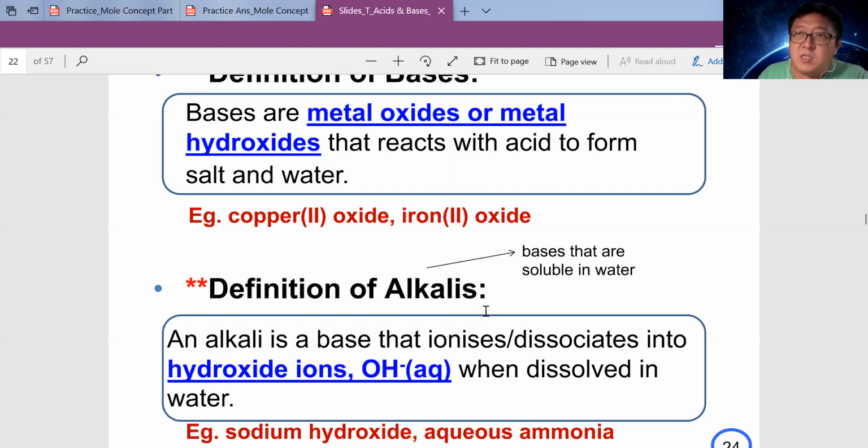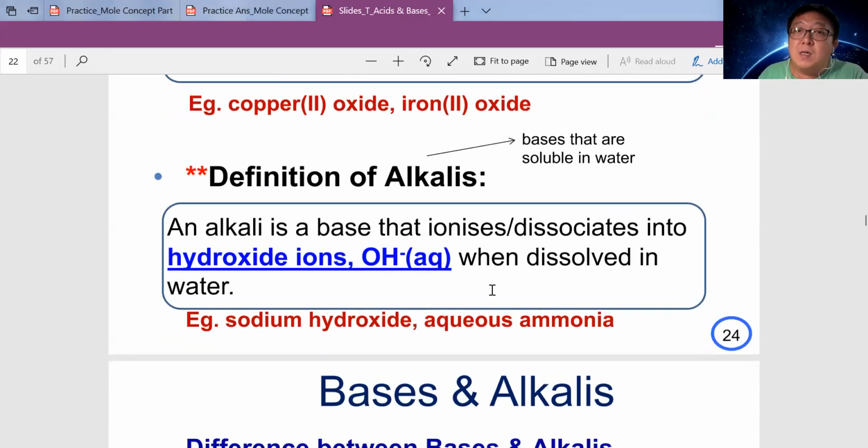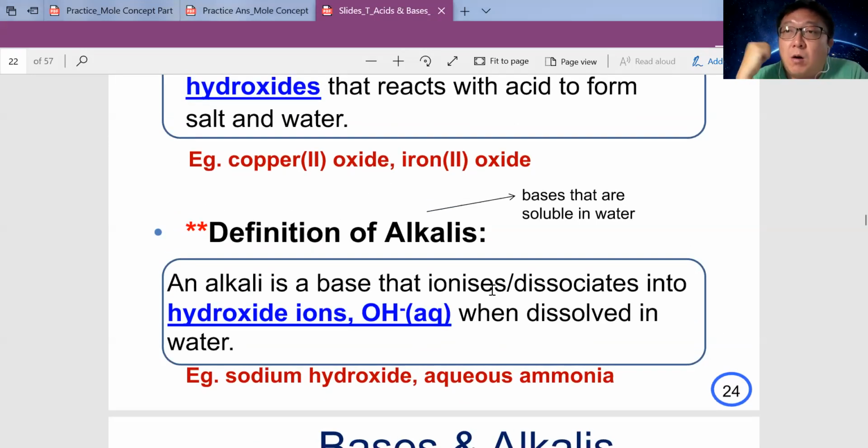The one that is special, can dissolve in water, we call it alkali. So don't get too worried about these two terms, even though they are usually used interchangeably in exams. But remember, bases can be insoluble in water. Those which are not soluble in water, we just retain the term base. We don't call them alkali. The other misconception is that hydroxides are all alkalis. No. Don't think hydroxides must be alkalis. Some hydroxides are still bases. They don't dissolve in water. Who will dissolve in water? Alkalis. Remember these 3 of them.